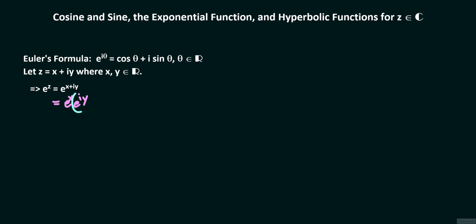By Euler's formula, e to the i times y power equals cosine y plus i times sine y, so that e to the z power equals e to the x power times the quantity cosine y plus i times sine y. The conjugate of e to the z power equals the product of the conjugate of e to the x power and the conjugate of cosine y plus i times sine y. The conjugate of e to the x power is itself, since e to the x power is a real number. And the conjugate of cosine y plus i times sine y is cosine y minus i times sine y.